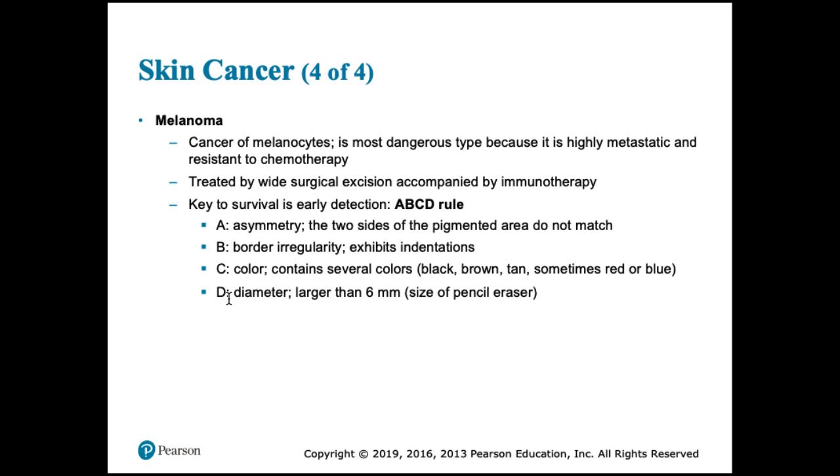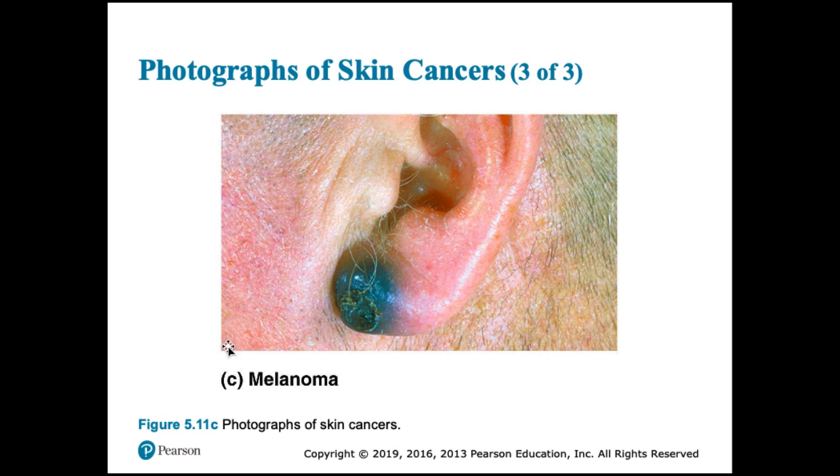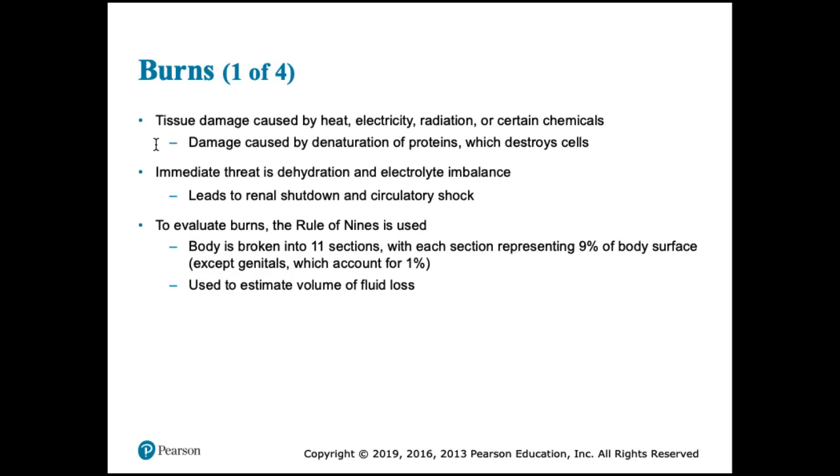And then, of course, we look at the diameter for D. If it's larger than 6 millimeters, think the size of a pencil eraser, that will tell you if it's too large. Here's an image of a melanoma. You can see this blackened area is discolored, and, of course, it's quite a large place, and it can occur in various places.